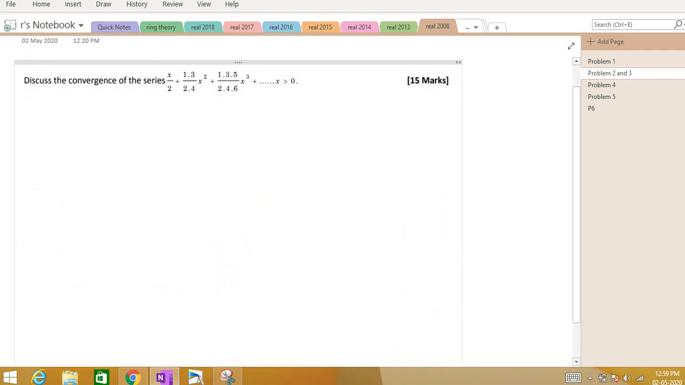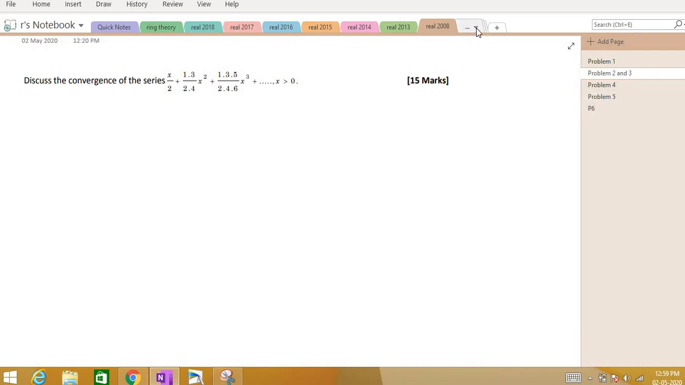So first we will solve the first problem, that is discuss the convergence of the series. We already know how to show a series is convergent, right? In the very first video we solved how to check by using the comparison test, and then we moved on to the ratio test. The ratio test is very easy, I think, if we know what the ratio test is.